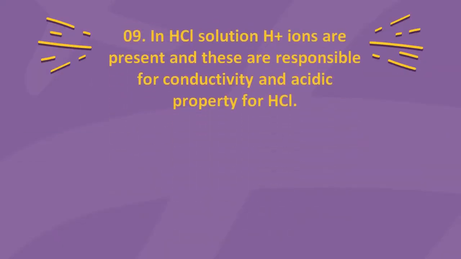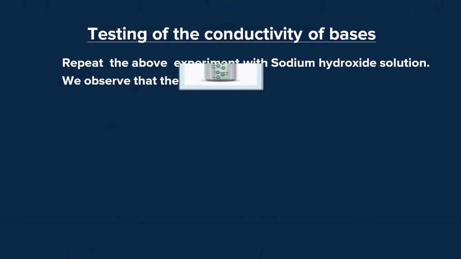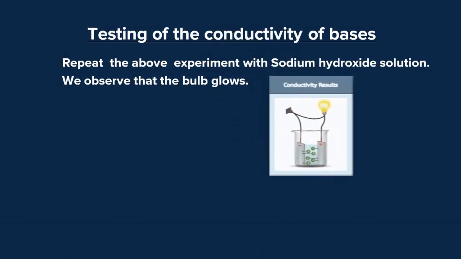In hydrochloric acid solution, H plus ions are present, and these ions are responsible for conductivity and the acidic property of HCl. Next, testing the conductivity of bases. Repeat the above experiment with sodium hydroxide solution. We observe that the bulb glows.